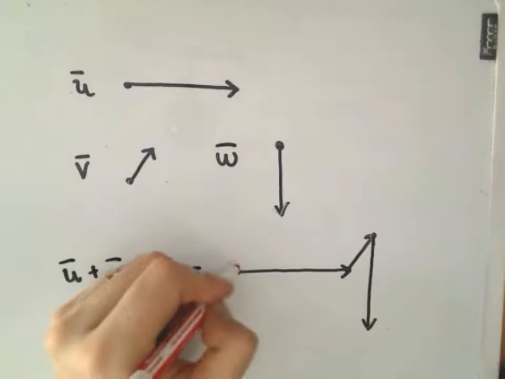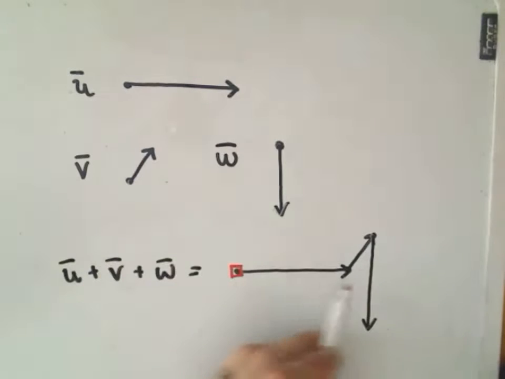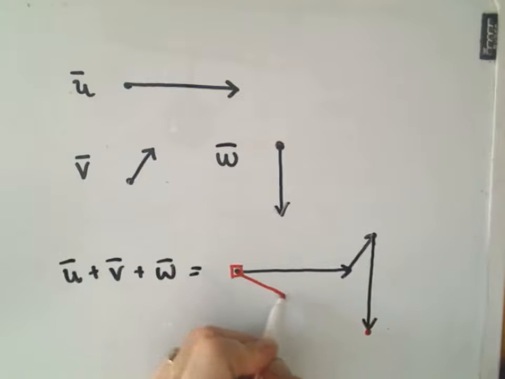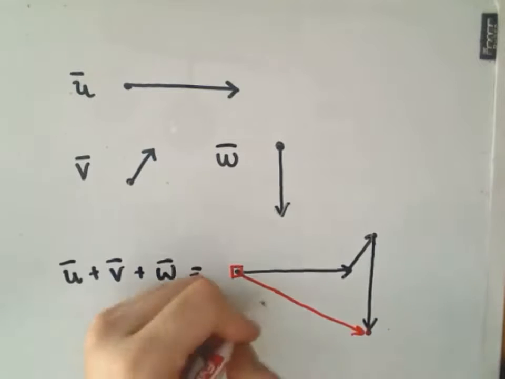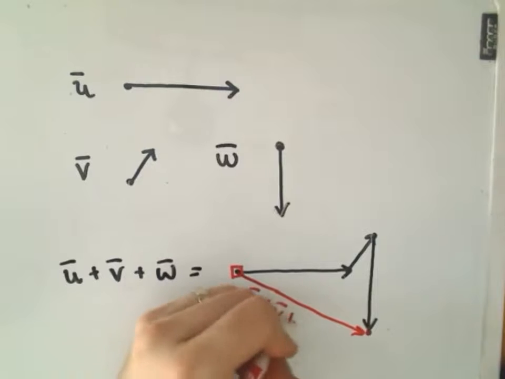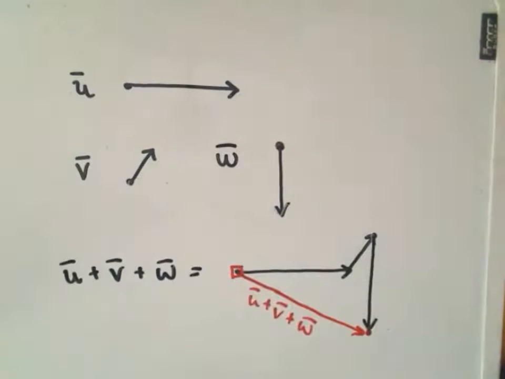I started at this point. If you think about following the arrows, you stopped at this point. You connect where you started to where you stopped, and that would be the new vector, vector u plus vector v plus vector w.